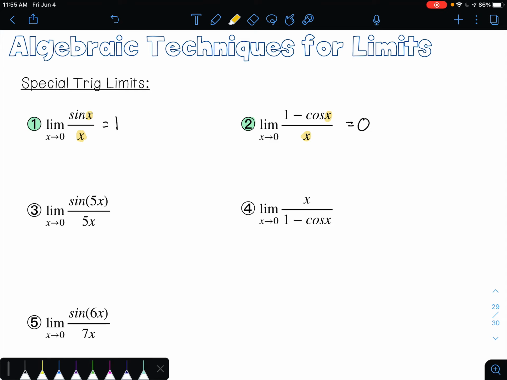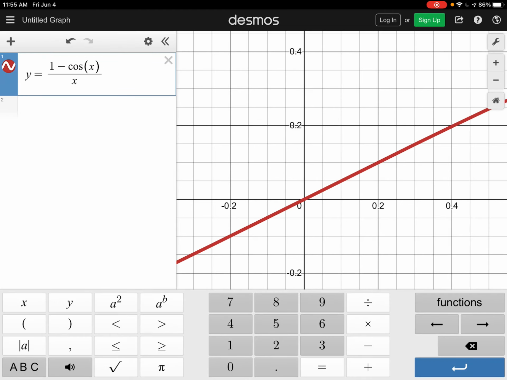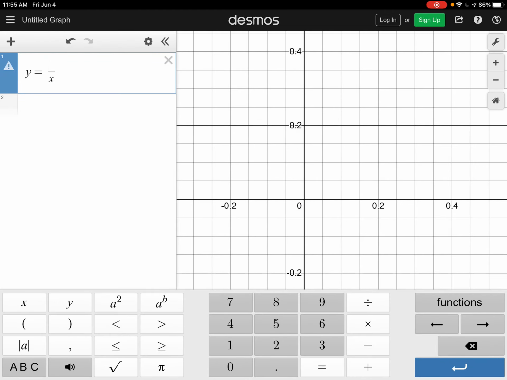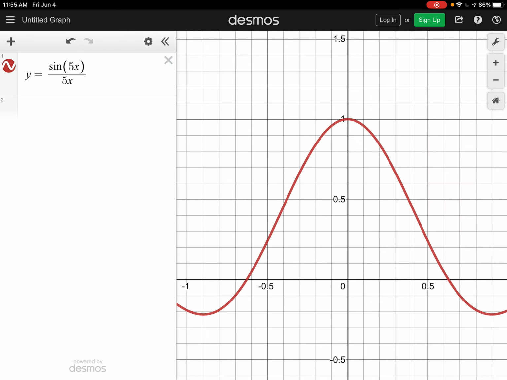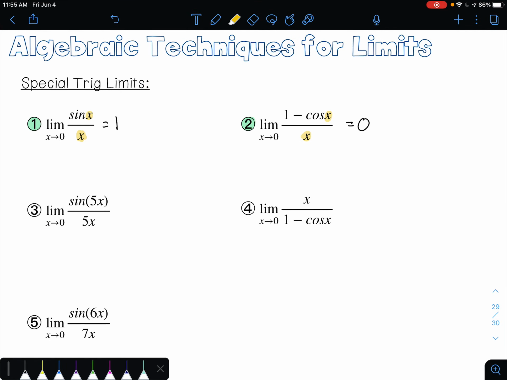So in number 3, what happens if they no longer match? If they still match, but they have a 5 in front of them now. Is the limit now equal to 5 or 1/5, or is it still 1? Let's go back to Desmos and look at that. I've got sine of 5x now in the top, and we have 5x in the bottom. I'm going to scroll out so we can see that the function still goes through 1. The limit is still 1.